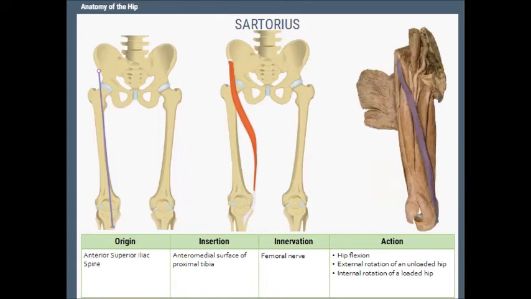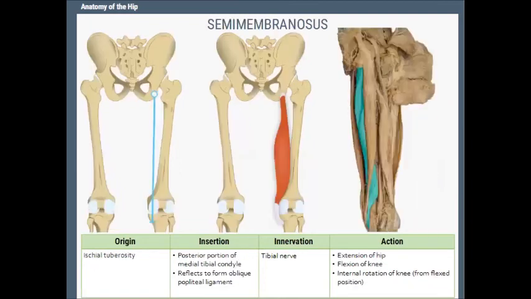Next comes the muscles from the posterior side, semimembranosus and semitendinosus. The semimembranosus will originate from ischial tuberosity. Insertion will be on the posterior portion of medial tibial condyle, reflecting to form the oblique popliteal ligament. The nerve supply, for all the posterior ones basically, is the tibial nerve. Extension of hip, flexion of knee. Remember these two especially. It is named semimembranosus because a certain part of it seems very thin, like a membrane. That's why the name is semimembranosus.